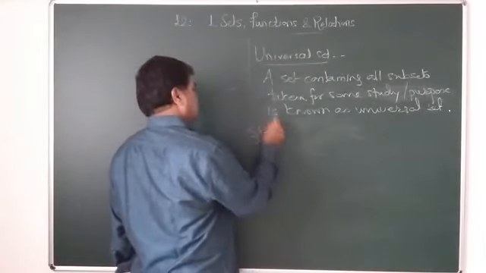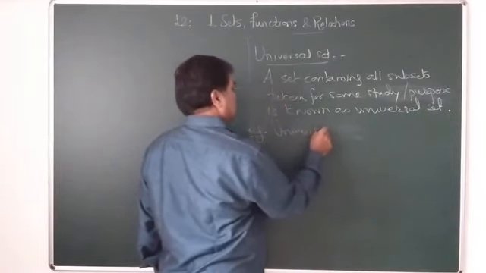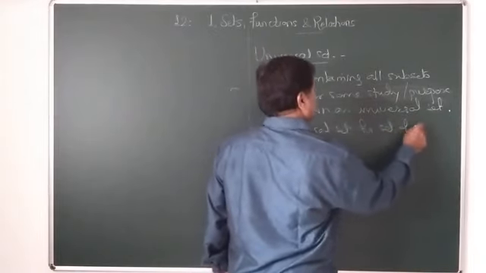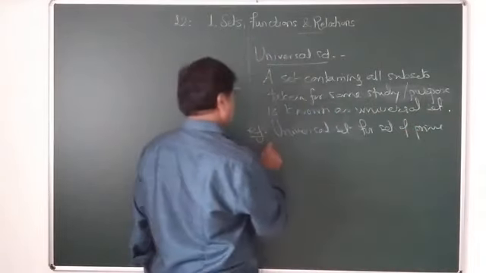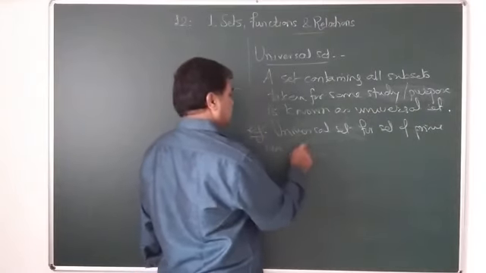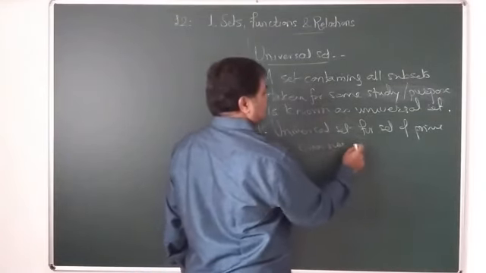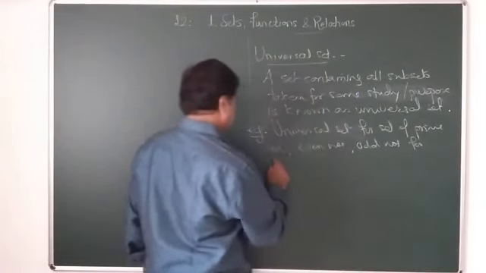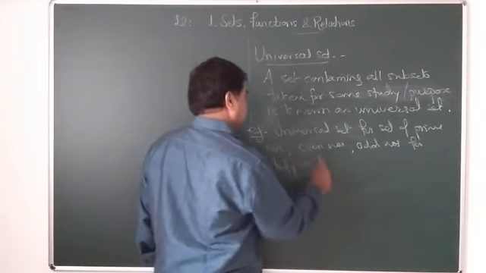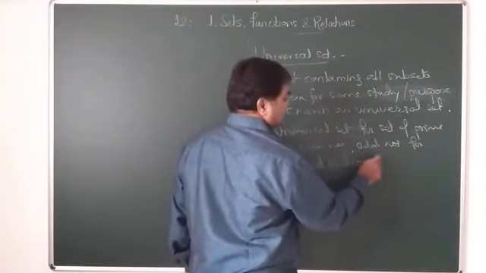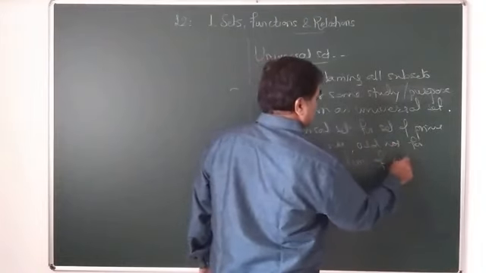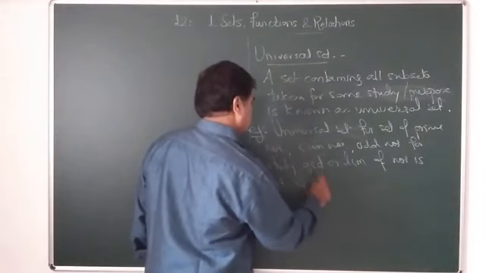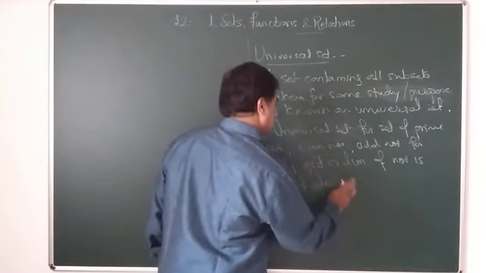Example, the universal set for the set of prime numbers, even numbers, odd numbers, or the study of GCD, greatest common divisor, or LCM of numbers is the set of integers.